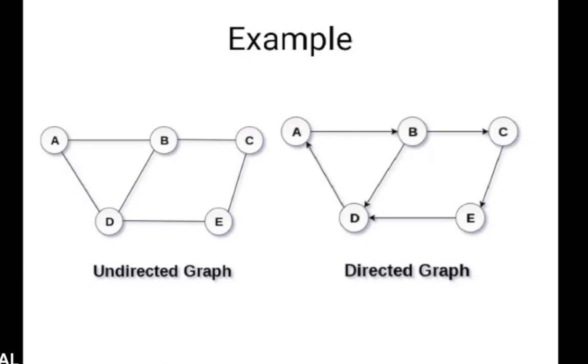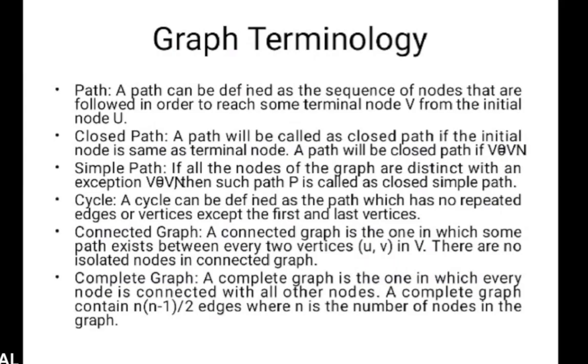So there is an edge from D to A, but there is no edge from A to D in the second example. Whereas in the first example, we say there is an edge from A to D and there is an edge from D to A. Okay. Yes, ma'am.